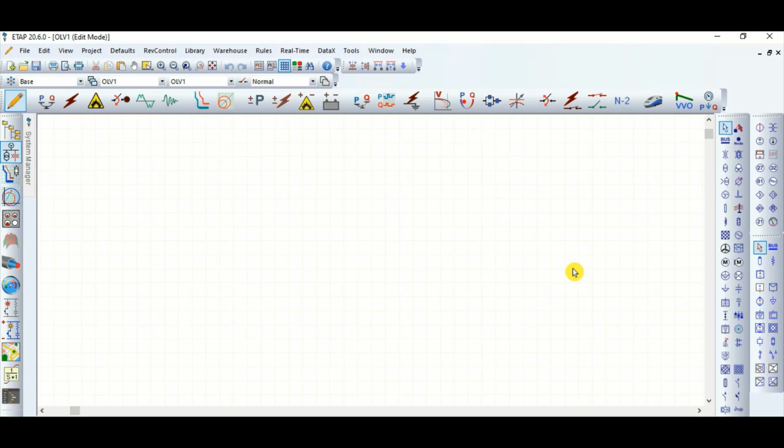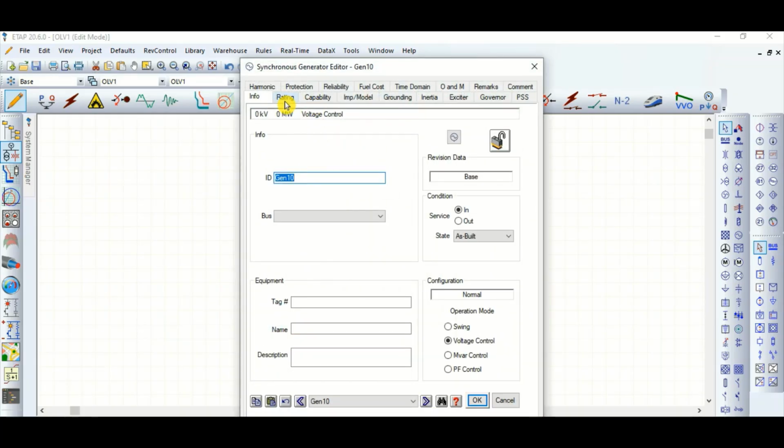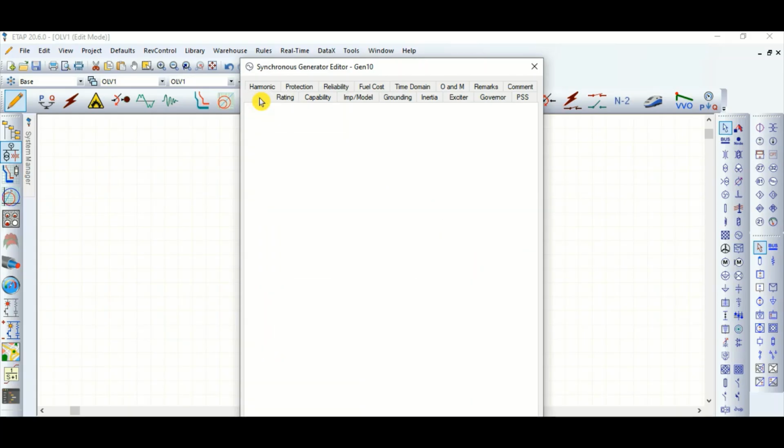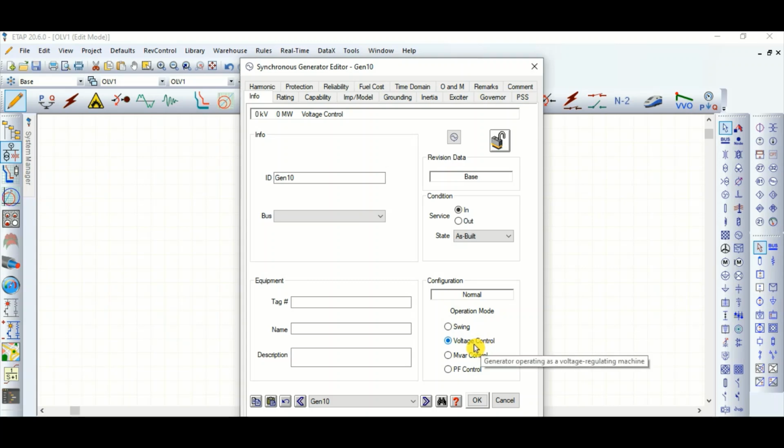What is generator voltage control mode? In the AVR, the automatic voltage regulator of the generator, here in this info page, voltage control, these are the modes available in the automatic voltage regulator AVR panel of the generator.